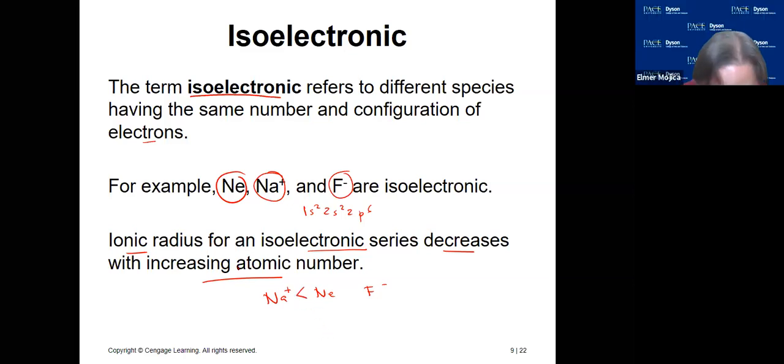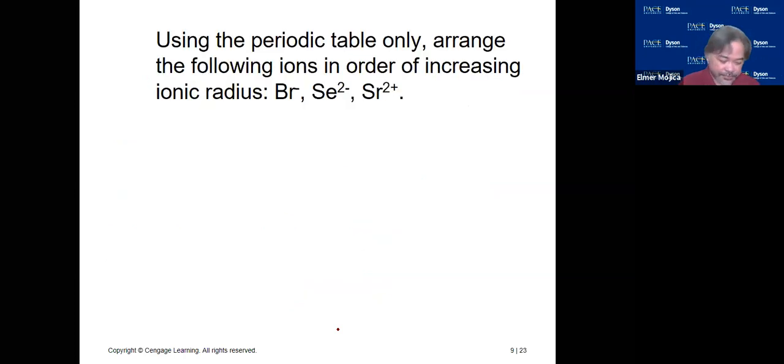Because it says here, increasing atomic number, ionic radius decreases. So this is a higher atomic number than neon, and fluoride would be bigger than neon. So what does it mean? The higher the atomic number, the smaller the ionic radius, if they are isoelectronic.